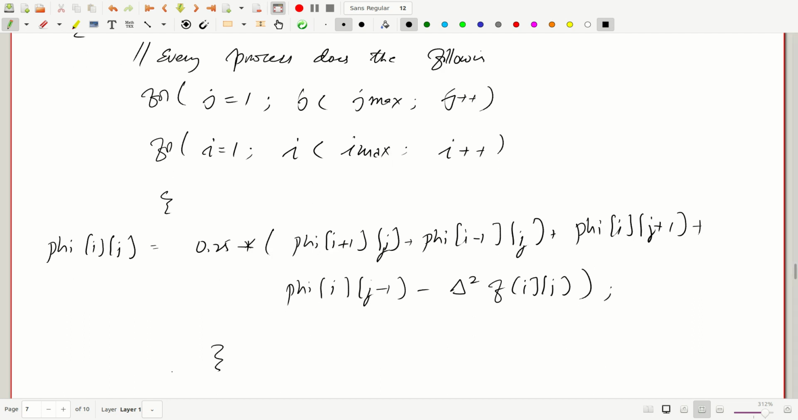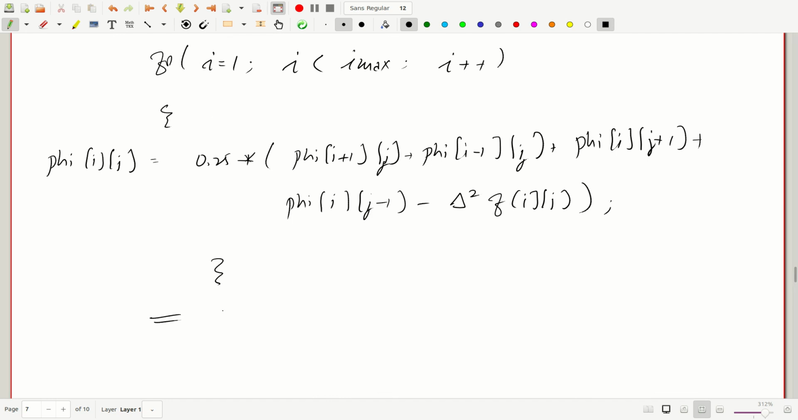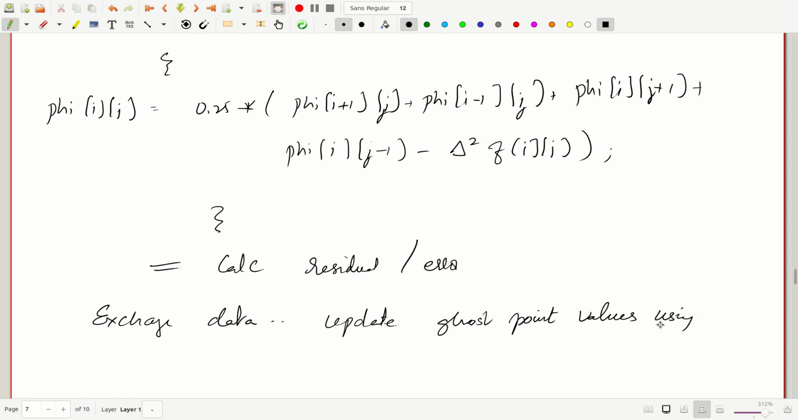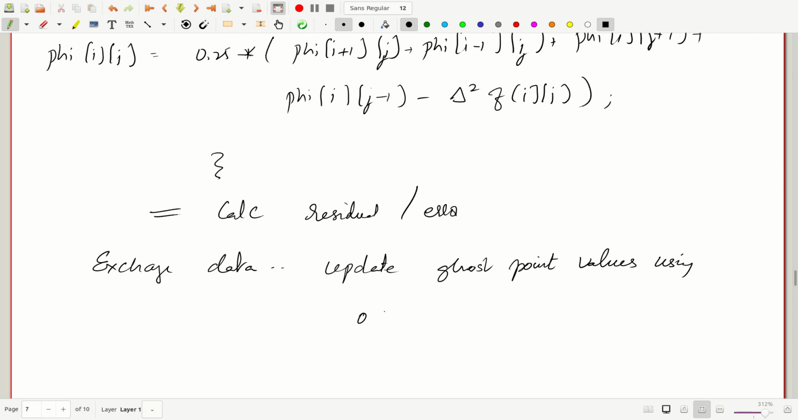Then once you are done with these two loops, for every iteration, of course, you need to calculate whatever is the residual or error or tolerance, right? You have to calculate the error or residual. You can do that. Then you have to exchange data, right? Basically update ghost point values using data from other processes. Okay, so that is the main step here.